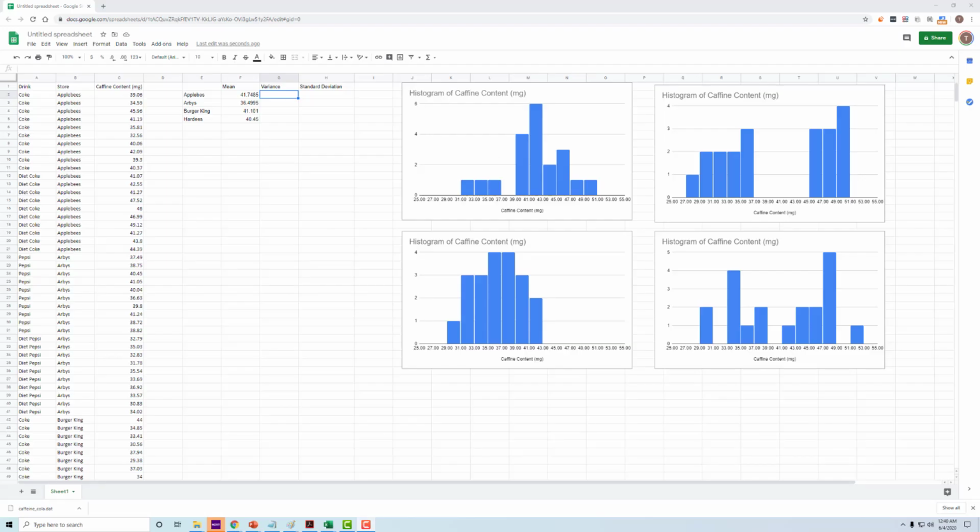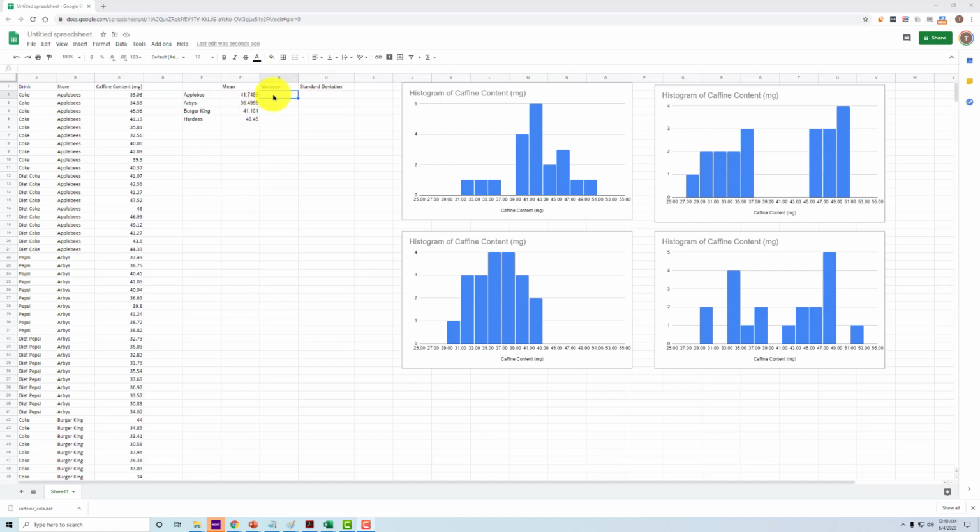Let's take a look at calculating variance and standard deviation in Google Sheets. Again, pretty straightforward. So we have Applebee's, Arby's, Burger King, and Hardee's. We have the means already calculated. We learned how to do that in the last video. Let's look at variance and standard deviation.